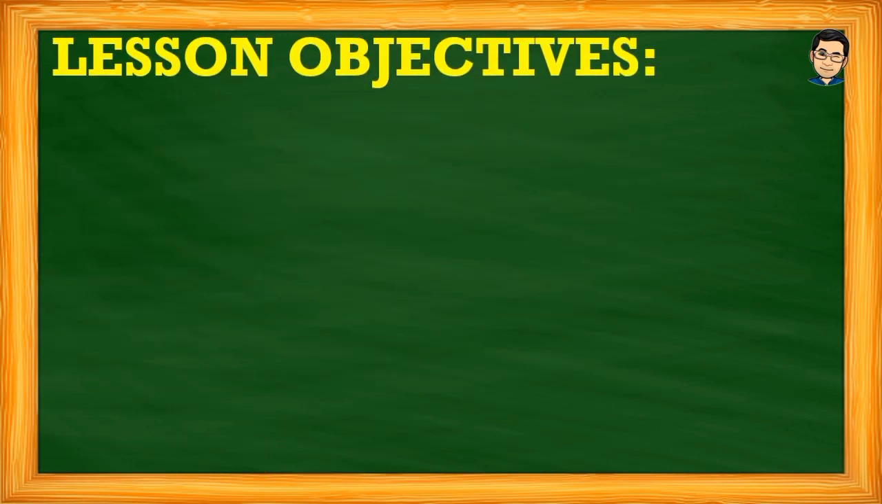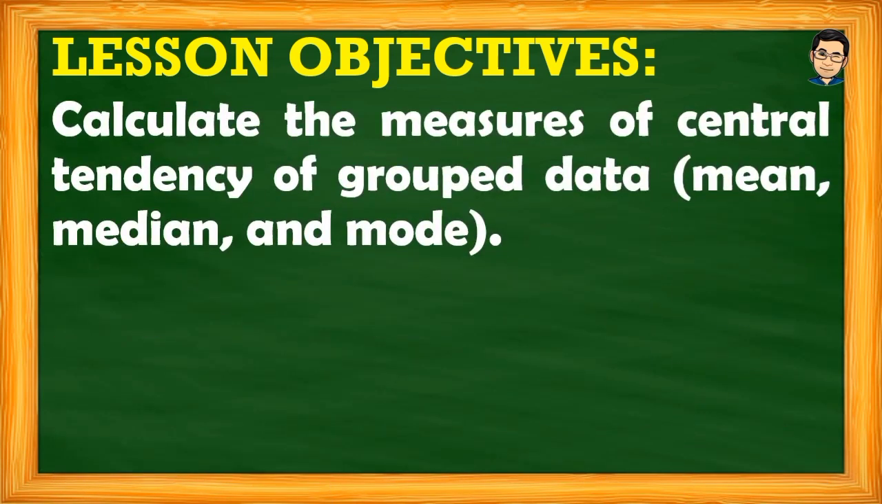Let us start our discussion by defining the lesson objectives. We will calculate the measures of central tendency of grouped data: mean, median, and mode po yan. Kagaya nung ungrouped data, isang video lesson natin sila i-discuss. Pero meron po akong mga video lesson after this one na sunod-sunod sila, nakaseparate: mean, median, and mode. So, let's start.